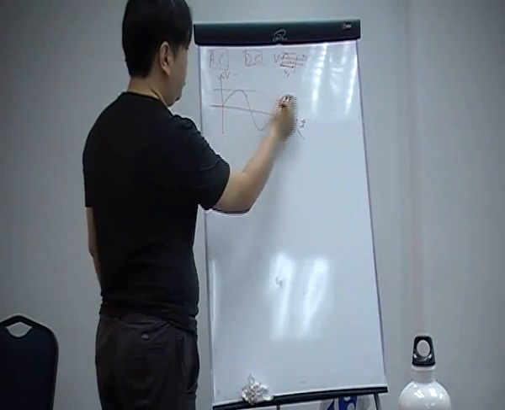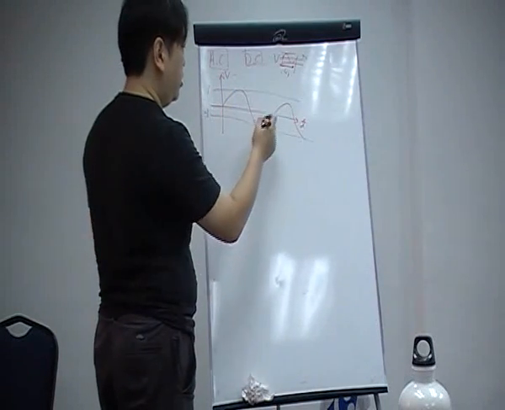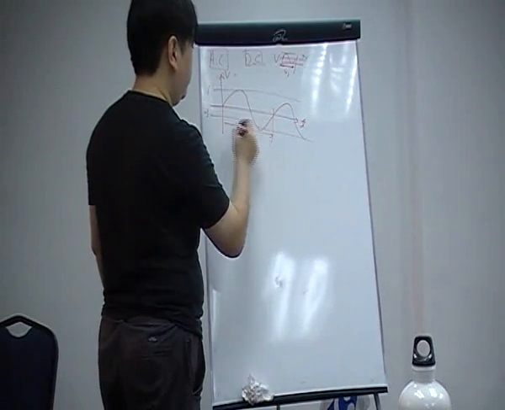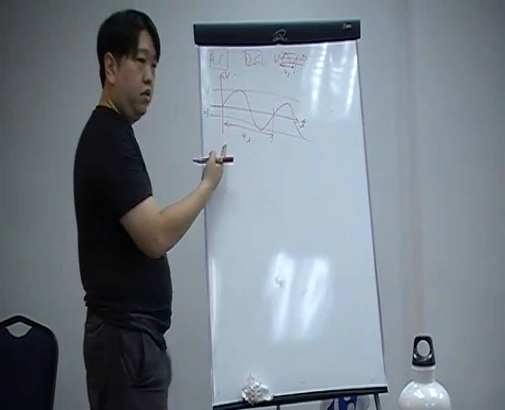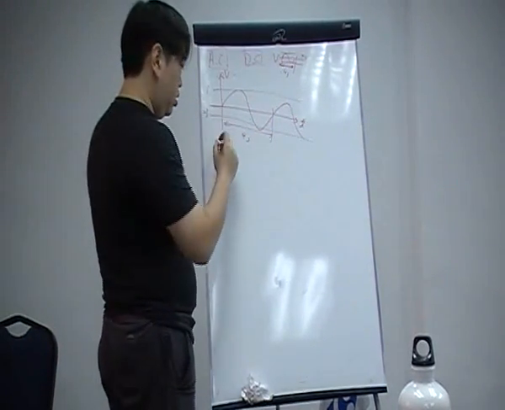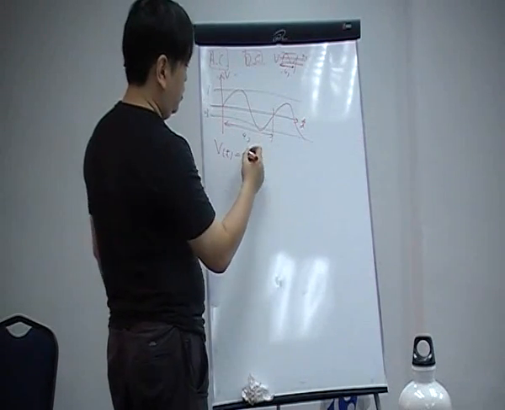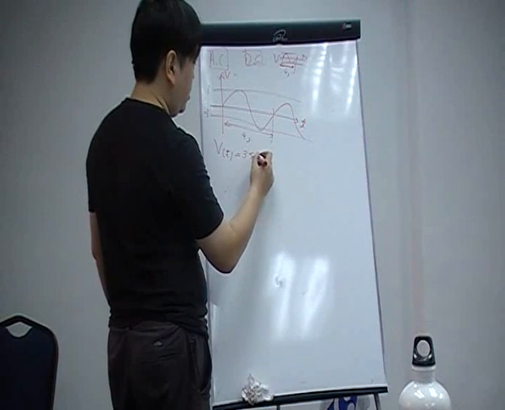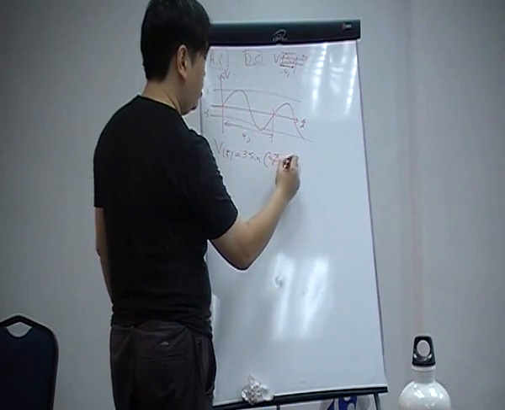So what do I have? I have a peak of 3, and minus 3, and the period is 4 seconds. So this V equation, the V at any time, is equal to 3 sine of 2 pi over 4 times t.